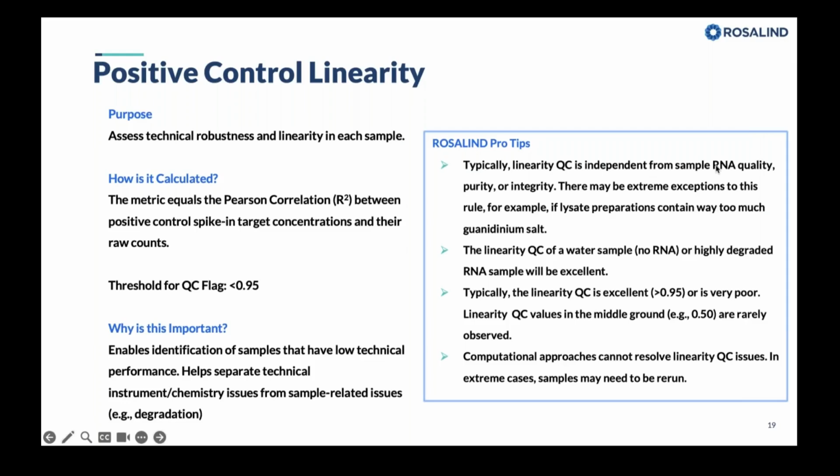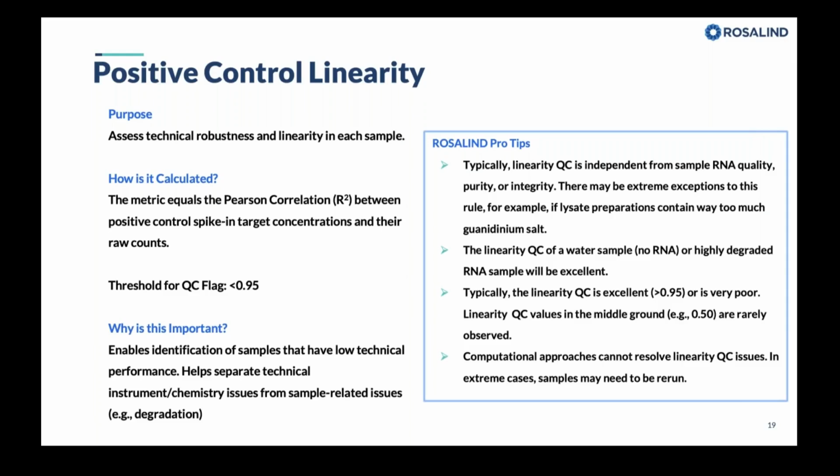So the quantity of RNA, the integrity, the purity of it, if you're measuring your A260/280s or 260/230 ratios looking at purity, none of that typically impacts the linearity. We know that this is an enzyme-free reaction, no RT, no polymerase. So any types of contaminants or integrity issues typically don't impact the technical performance of the positive controls.